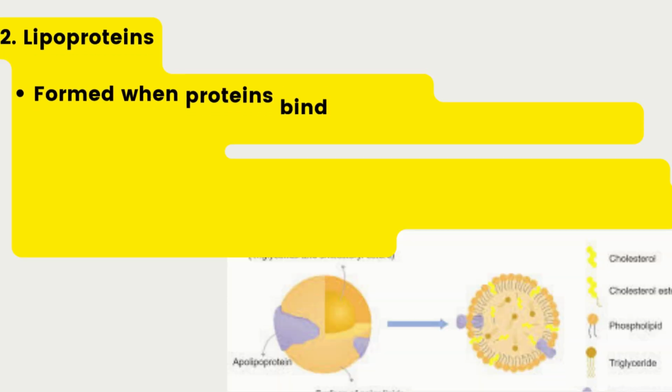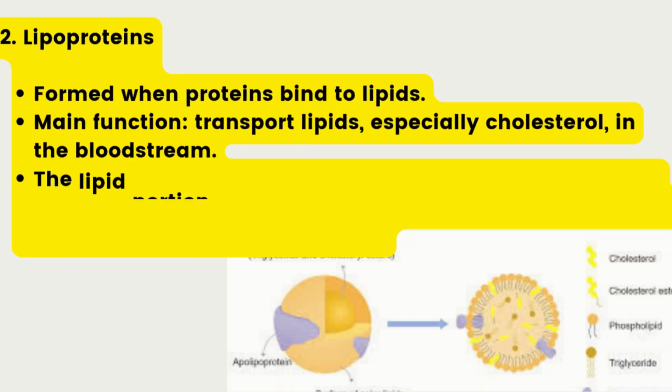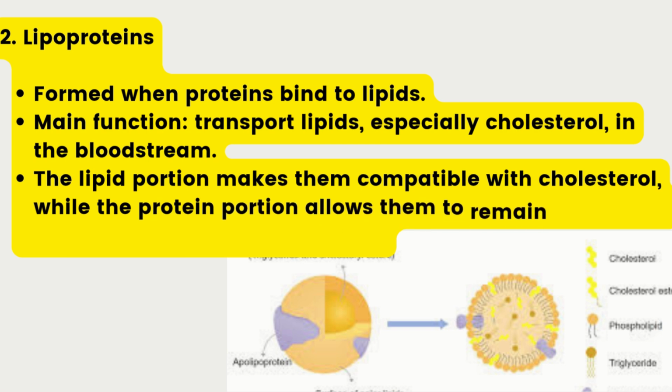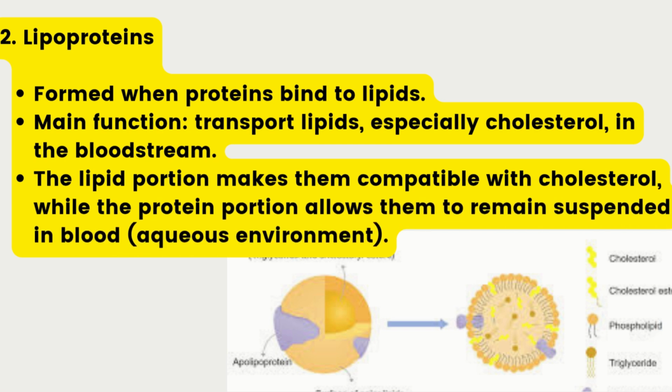2. Lipoproteins, formed when proteins bind to lipids. Main function: transport lipids, especially cholesterol, in the bloodstream. The lipid portion makes them compatible with cholesterol, while the protein portion allows them to remain suspended in blood, an aqueous environment. Lipoproteins help transport cholesterol in the blood.